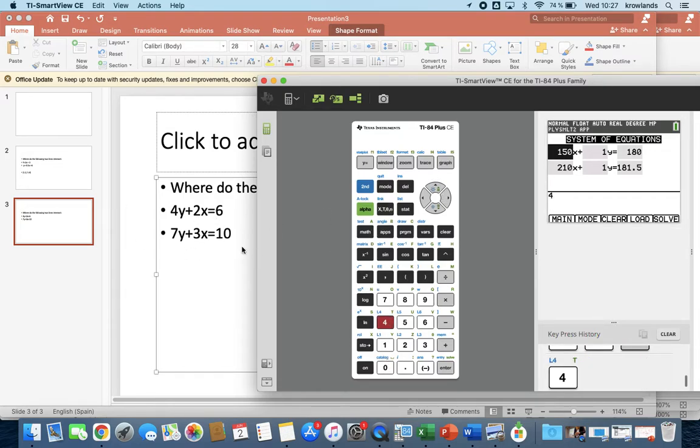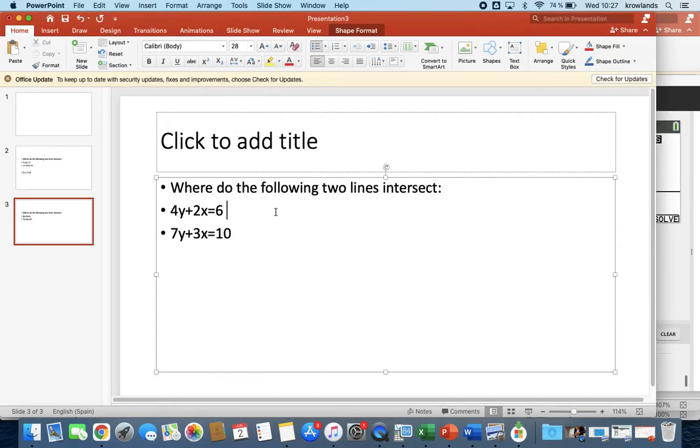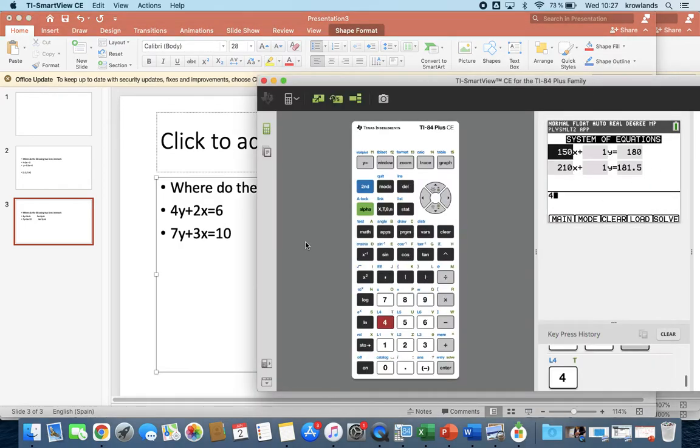It's 4y plus 2x. So what you could do is switch these round. So you may want to rewrite these as 2x plus 4y equals 6. And this is because addition is commutative. That means you can just switch around the variables if you're adding and subtracting them. And now we can copy it into the calculator correctly.